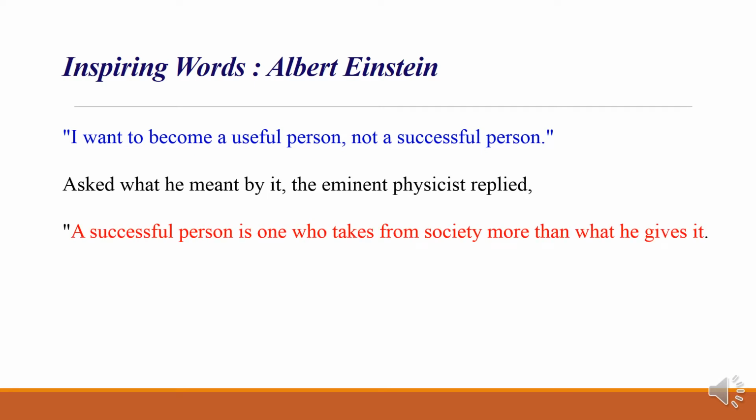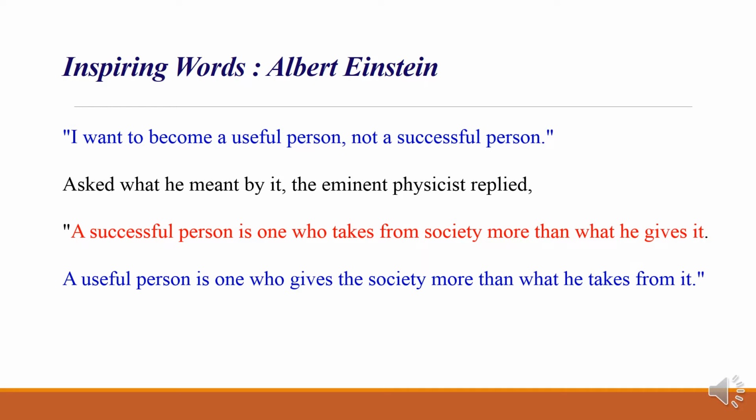A successful person is one who takes from society more than what he gives to it. This is successful. That means many resources you are using from society are for yourself only. That is a successful person. And a useful person gives more to society than what he takes from it. That is important.